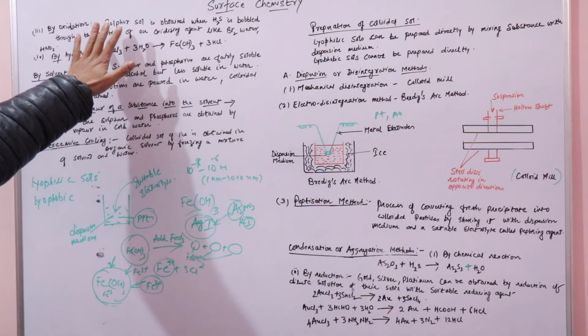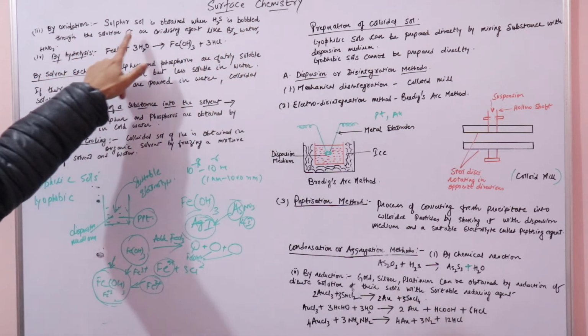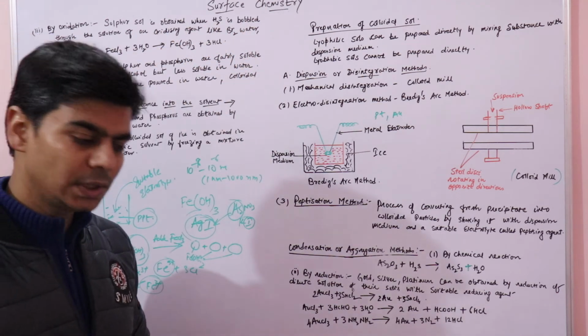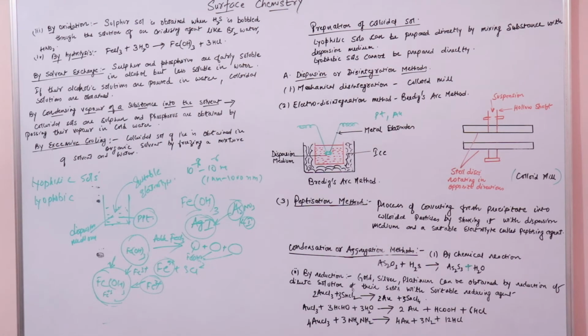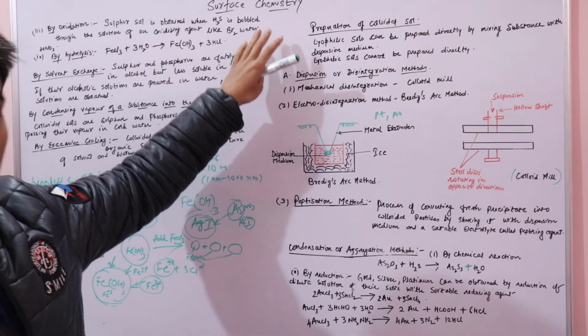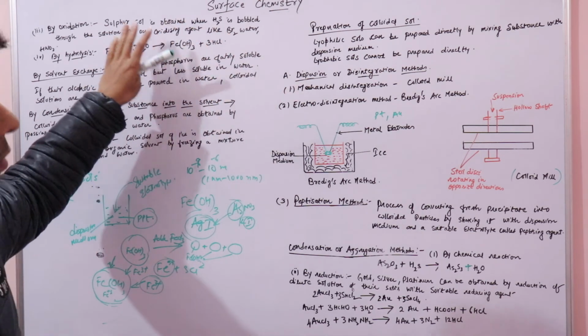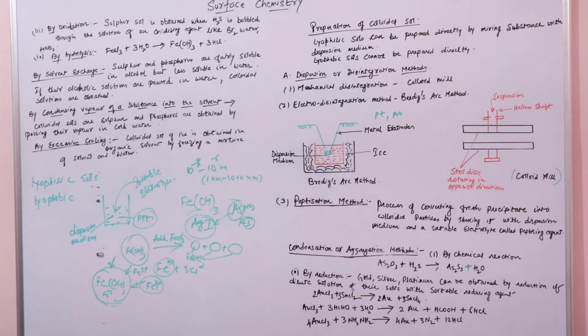Sulfur sol or sulfur colloidal solution can be obtained when hydrogen sulfide is bubbled through the solution of an oxidizing agent. The oxidizing agent is your bromine water, or we take it as nitric acid, right? So when you pass this hydrogen sulfide gas through nitric acid or bromine water, it will change into sulfur sol, into colloidal sulfur, right?